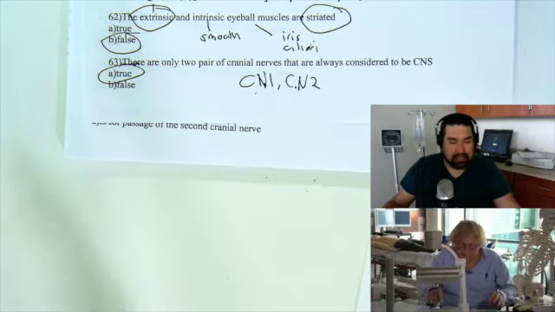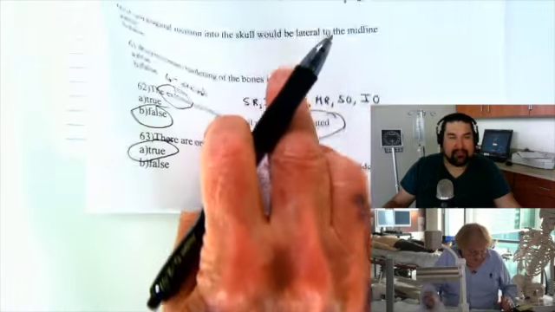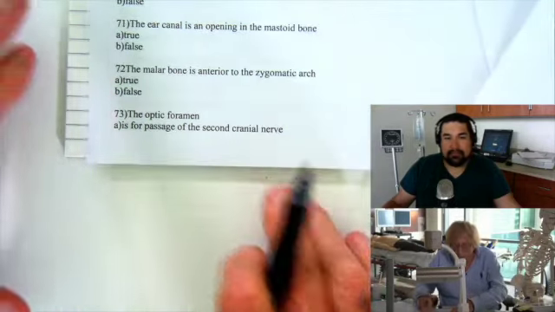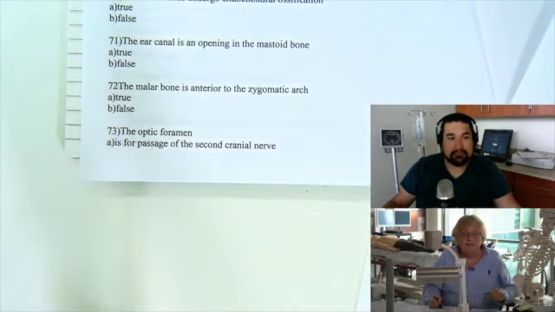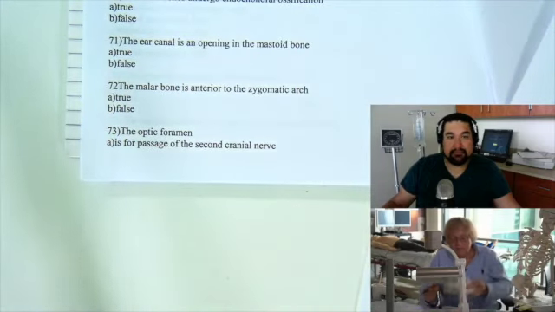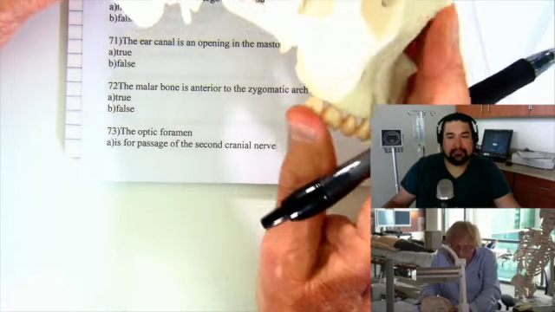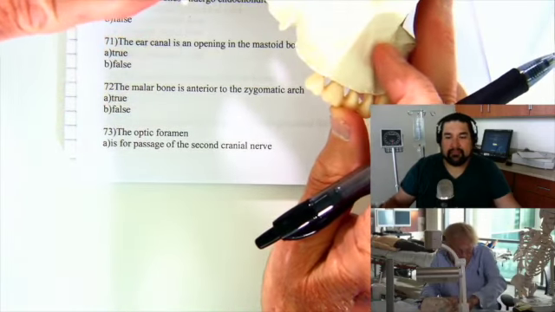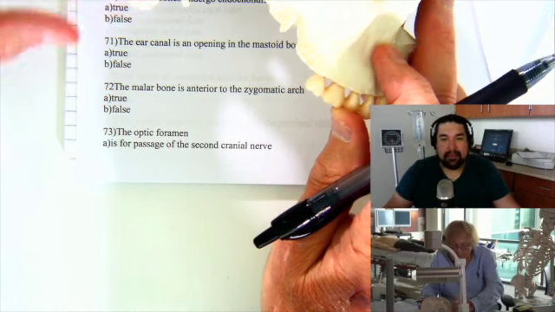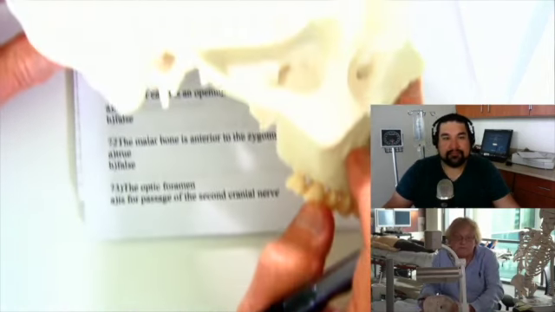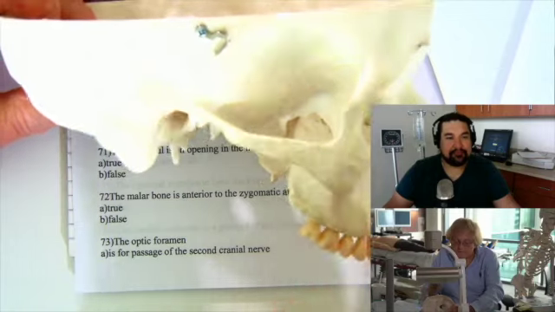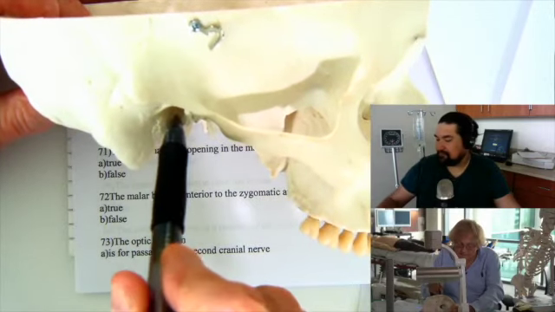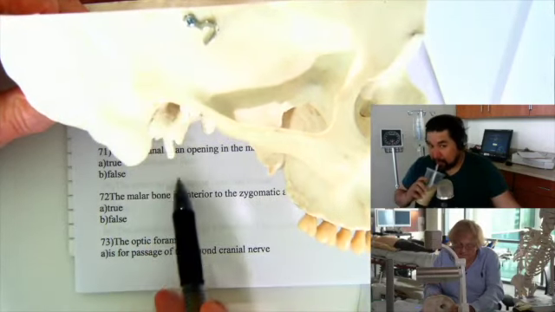Any other ones that are kind of interesting? Let's take a look at 71. 71 says the ear canal is an opening in the mastoid bone. Again, it says here that this is the ear canal right here, 71. Okay, so here's my ear canal, right there. So this is the ear canal.